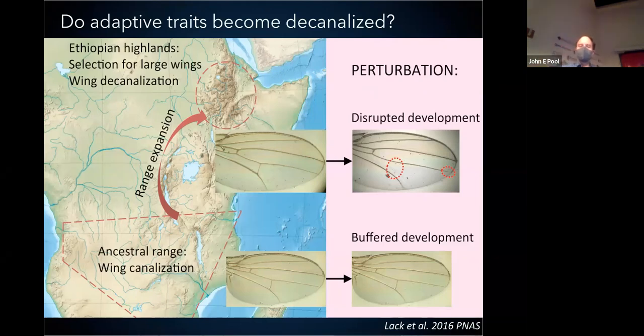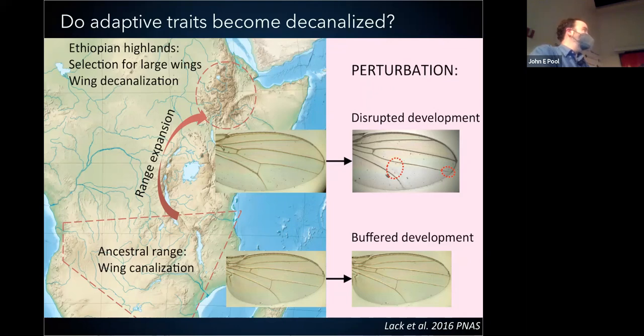Not necessarily. We're actually defining canalization more in terms of genetic robustness, not environmental robustness, in this case. We're interested in a particular hypothesis that we had generated in a previous study, based on the evolution of larger wings in Ethiopian high altitude flies. We had noticed that the high altitude flies had not only larger wings, but also more wing vein abnormalities. The hypothesis we came up with is that this trait, like many others, might have been buffered or canalized to some degree in the ancestral range.